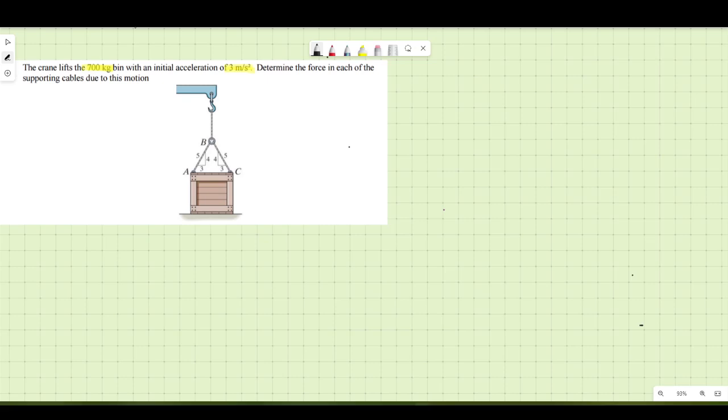Okay, we're starting off with the problem statement. The crane lifts the 700 kilogram bin with an initial acceleration of 3 meters per second squared. Determine the force in each of the supporting cables due to this motion.